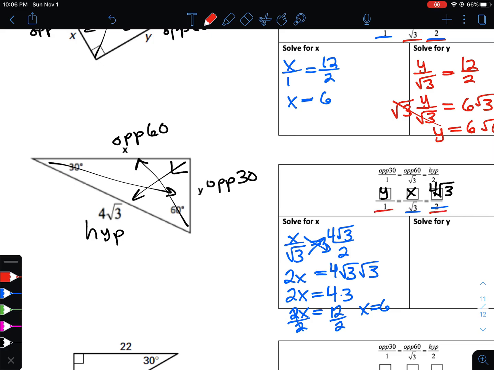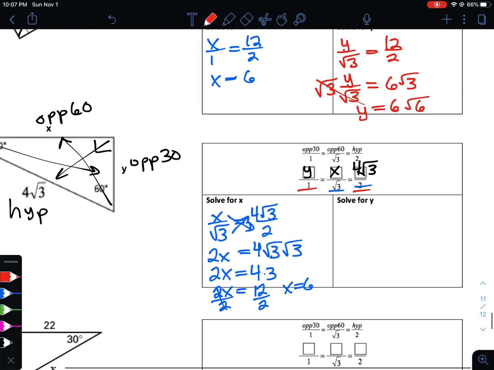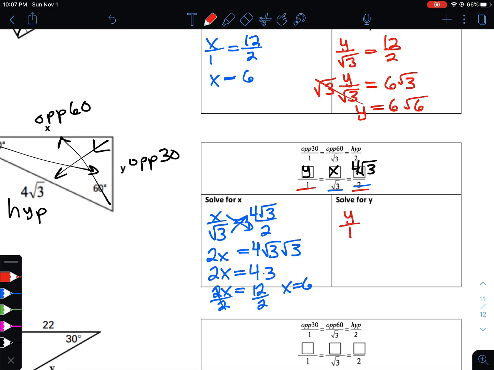Next, we'll take y over 1, set that equal to 4 square root of 3 over 2. Now, let's just go ahead and simplify what we can before we try to do any multiplying. So y over 1 is just y. 4 divided by 2 is 2. So we've got that y is equal to 2 square root of 3. And actually at that point we would be done.